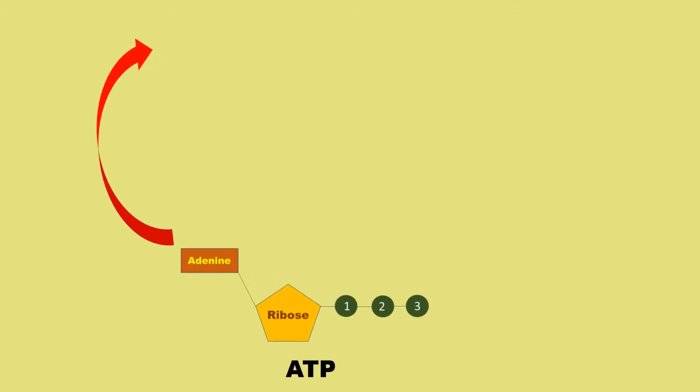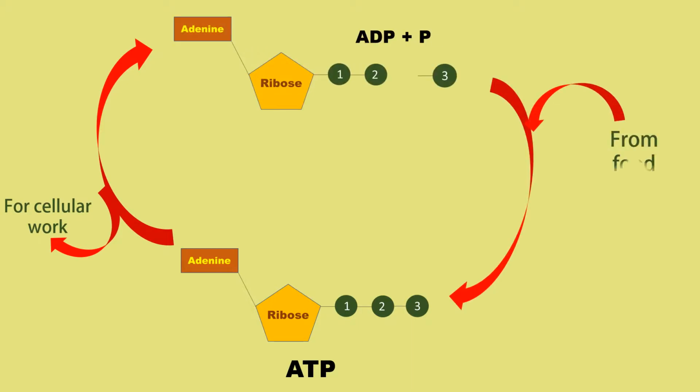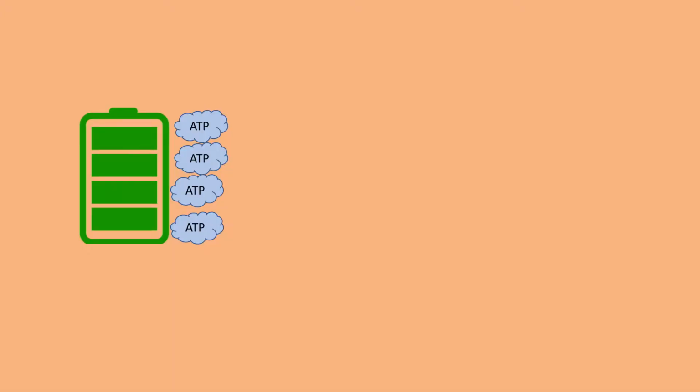The cycle from ATP to ADP and back again to ATP is called the ATP cycle. So, this process is similar to a rechargeable battery.